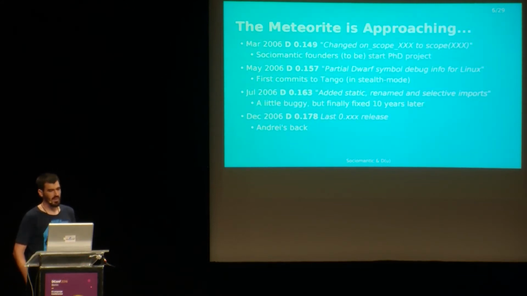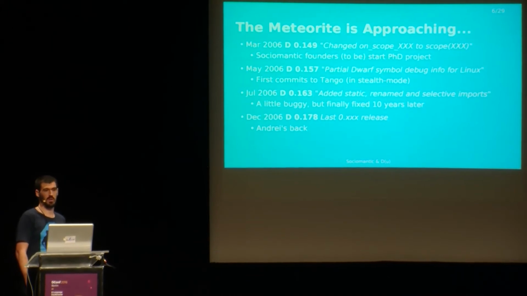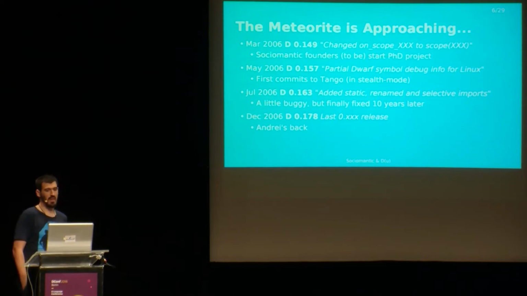So after some time, we also get some weird stuff, like scope was called on scope, whatever. This was changed in version 0.149. And by this time, the Sociomantic founders, actually Sociomantic founders to be, because Sociomantic didn't exist by then, started a PhD project. It was in PHP, I think. And that horror was what led them to D. So you should thank PHP, I guess.